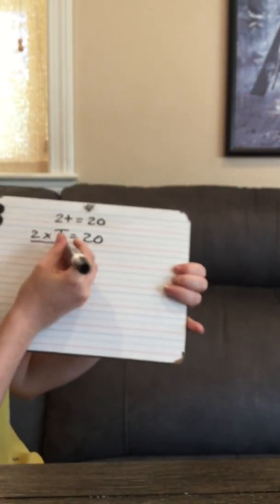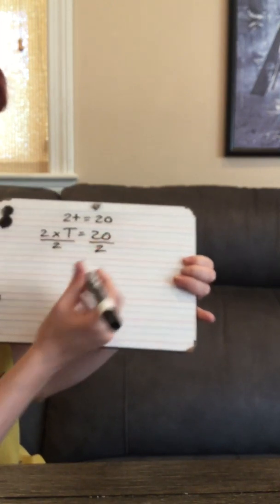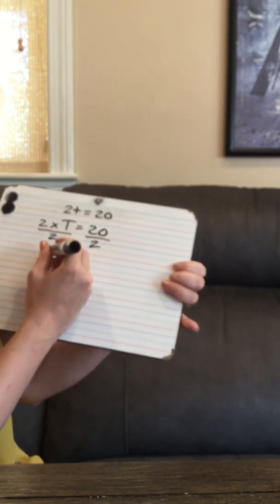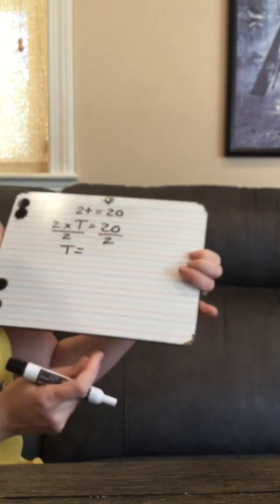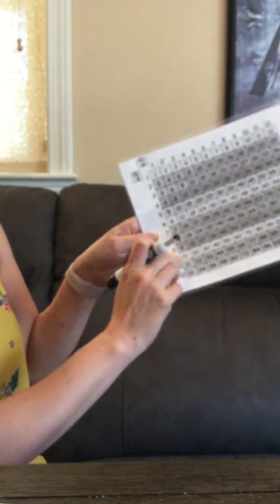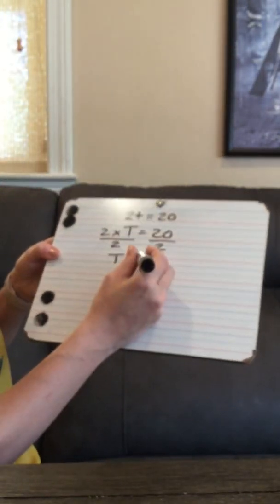Let's do one more multiplication problem so that we know how to do it. So this one is 2t equals 20. So that is 2 times t equals 20. Okay? So in order to get rid of it, we want to divide. Okay, so that would make it 1. 1 times t is just t. And 20 divided by 2, okay, 2 goes into 20 10 times. So t equals 10, all right?